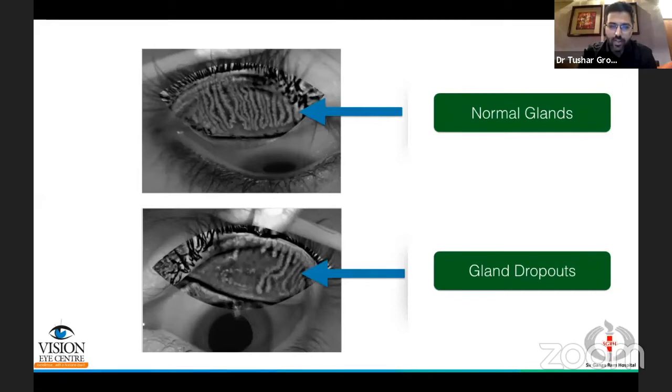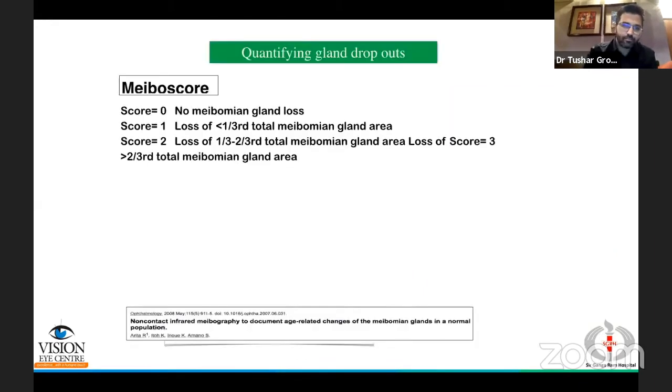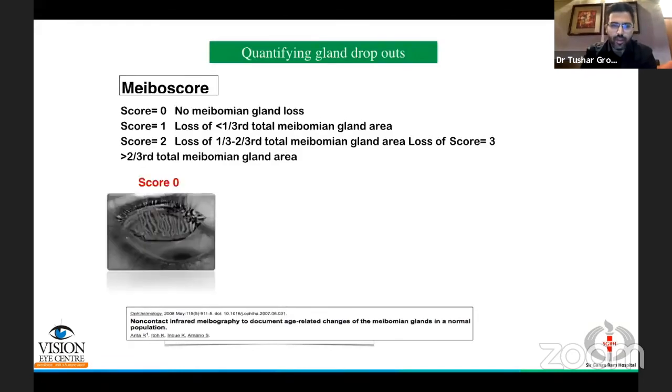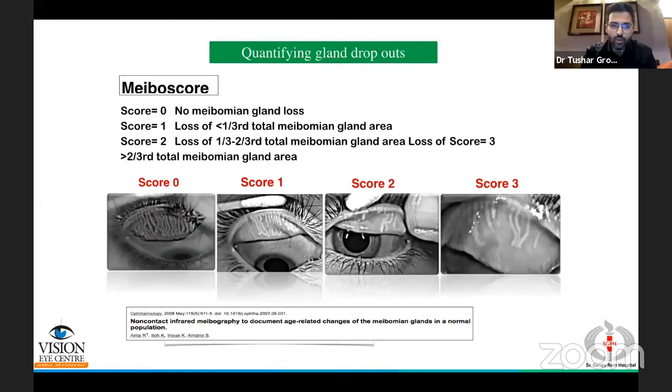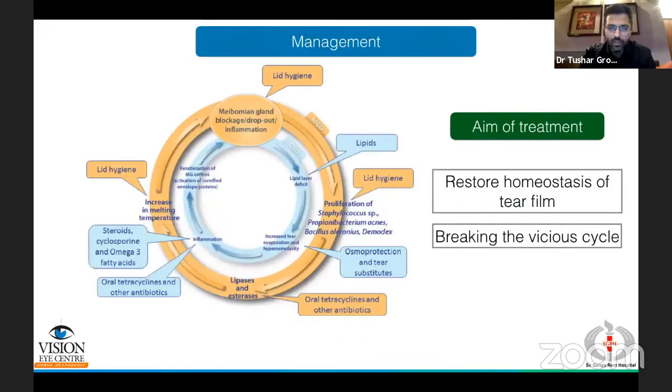So this is somebody who's likely had chronic and very long-lasting Meibomian gland dysfunction. There is also a Meibo scoring that has been proposed, depending on the degree of dropouts that exist, and you can score the eye from score 0 to score 3. And when it comes to managing Meibomian gland dysfunction, the aim of the treatment becomes to break that vicious cycle that I had spoken about.